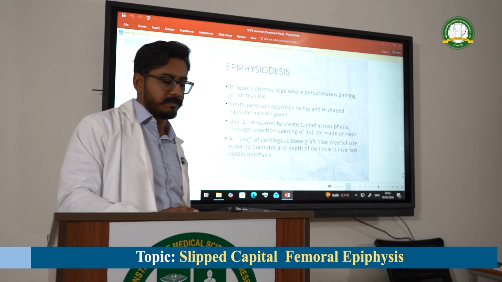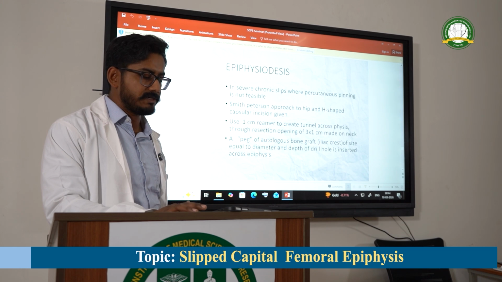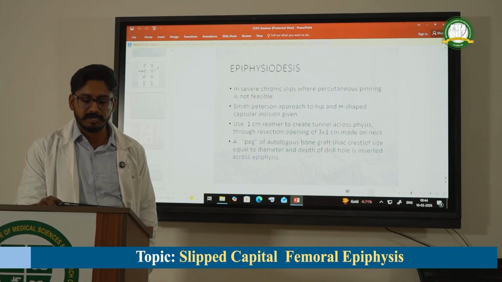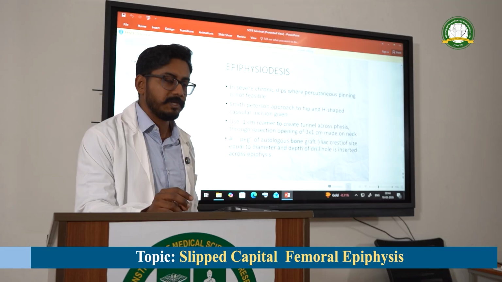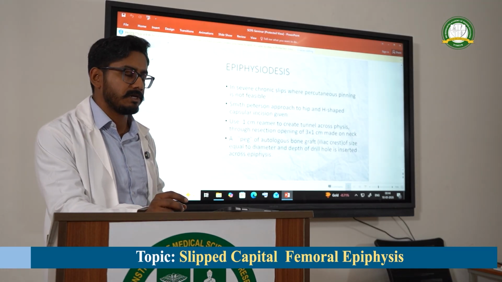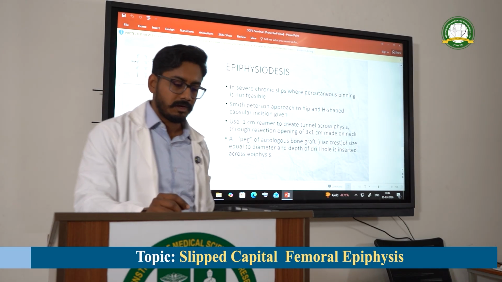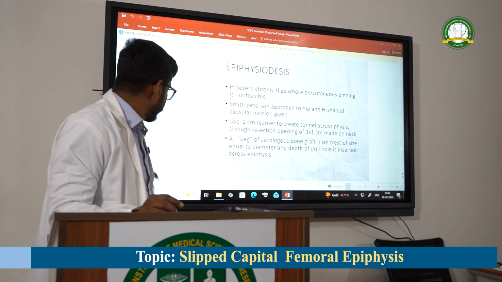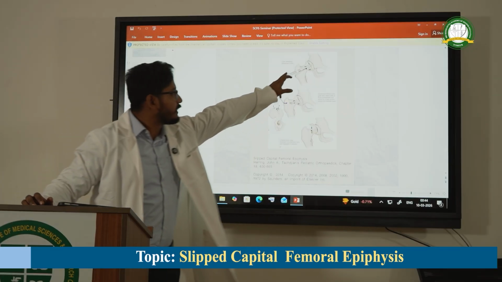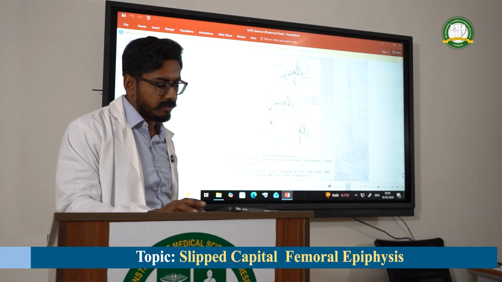Moving on to next method, that is open reduction and fixation through epiphysiodesis. In severe slips where percutaneous pinning is not feasible, Smith-Petersen approach is used, and H shape of capsular incision is done. Using a 1 centimeter reamer, we'll create a tunnel across the physis. As you can see here, we go through the neck using a 1 centimeter reamer.